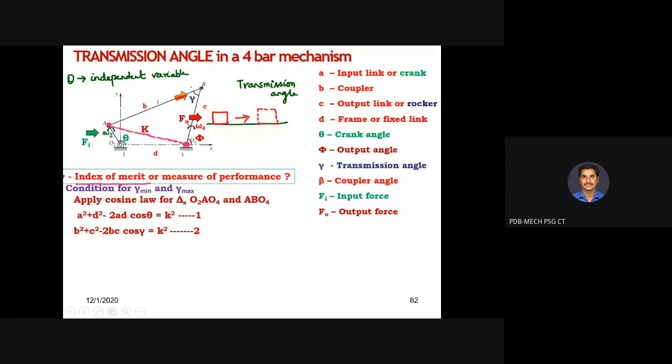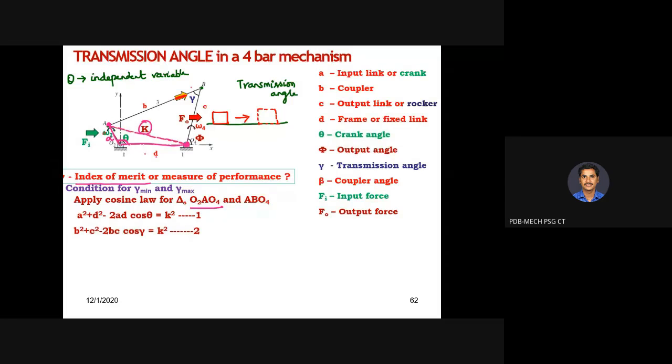Now I am going to apply the cosine law for these two triangles. Cosine law is nothing but, if you consider the triangle O2 A O4, this one, consider this particular triangle alone. Now apply the cosine law for this triangle. It is nothing but the side square: A square plus the other side square, D square, minus 2 times A into D cos theta, this angle, is equivalent to the opposite side square, that is K square. So this is your cosine law for the triangle A, O2, O4.